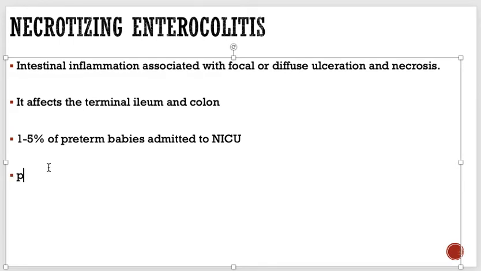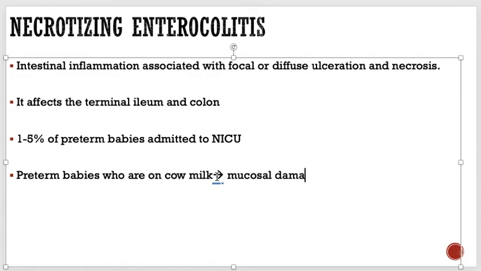So remember, preterm babies who are cow milk fed have increased chances of developing this condition. Why? Because they found that infants who are taking breast milk have fewer chances of having this condition. So cow milk babies have more chances. Simply, it can lead to mucosal damage, which will lead to bacterial overgrowth. This is a postulated theory, and it will lead to the consequences.